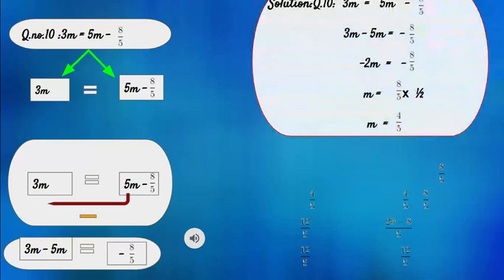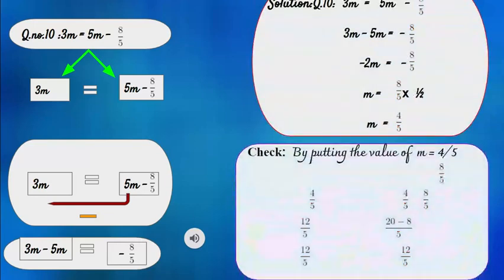Now we can check our answer by putting the value of m is equal to 4 upon 5. First we can see left side. Left side it is given 3m, means 3 into m. So the value of m is 4 upon 5. So 3 into 4 upon 5. 3 4s are 12. So in left side we are getting 12 upon 5.